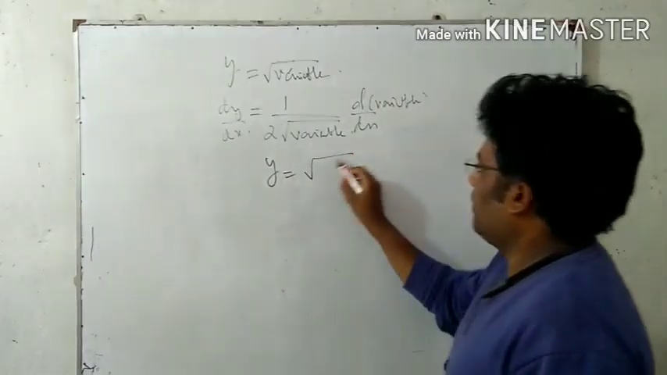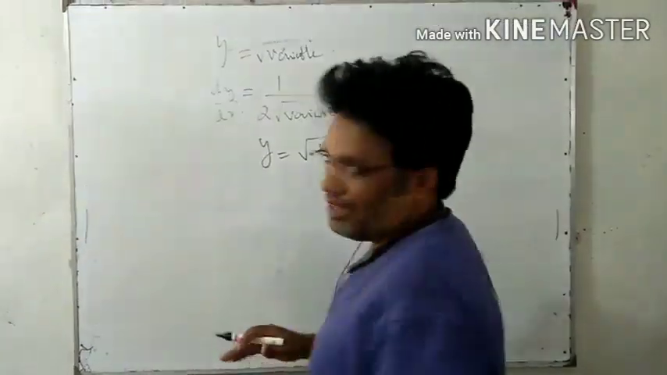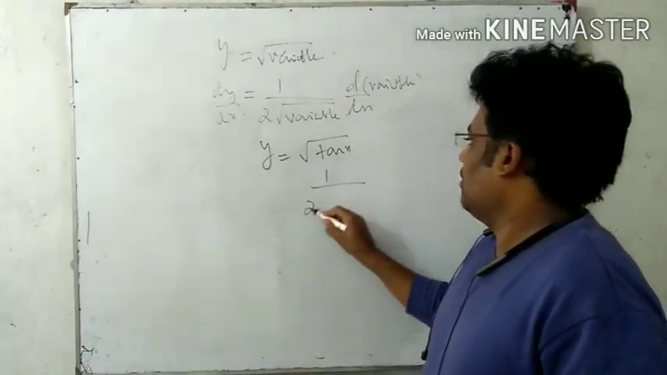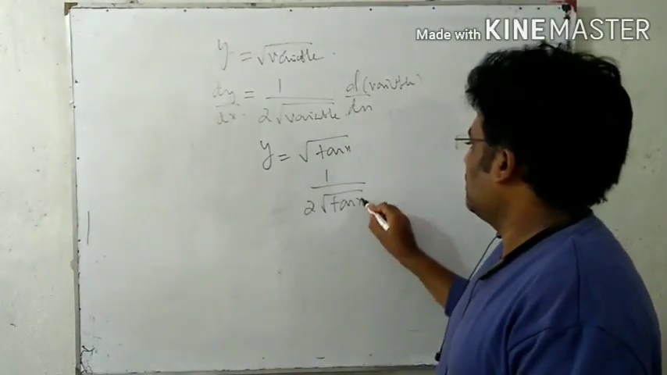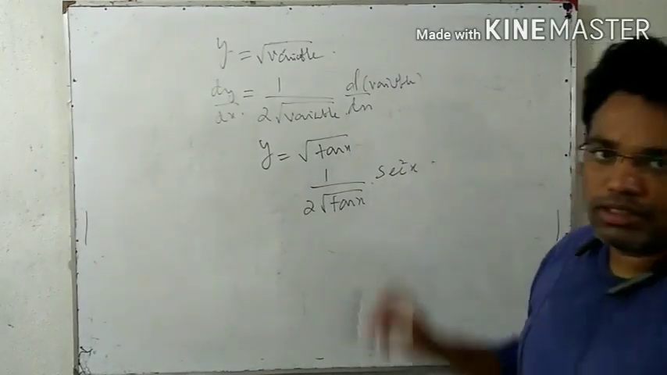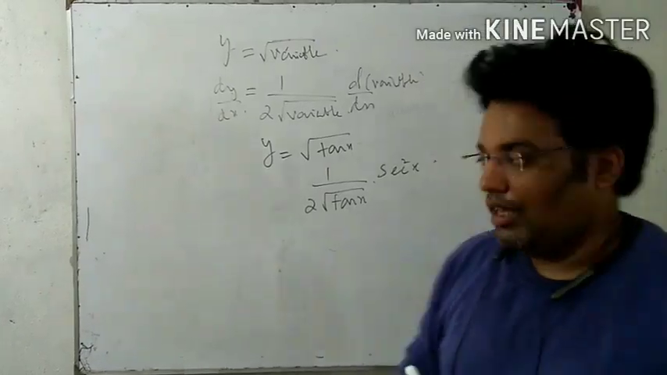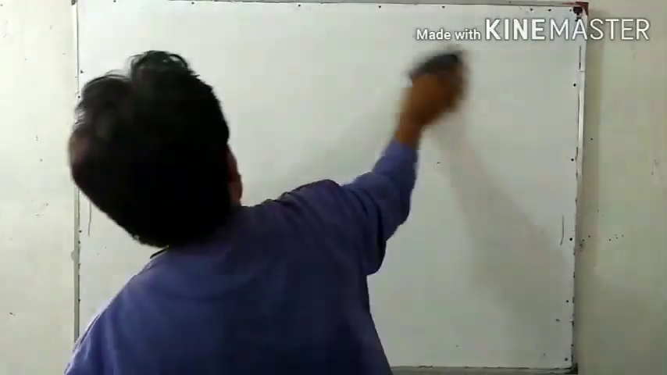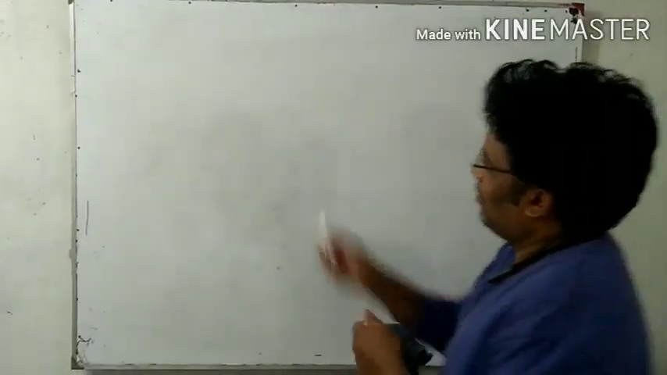For example, root of tan x. The same smell is there. Root of tan x is 1 by 2 root of tan x into differentiation of tan x, which is secant square x. Fine. Now I'll just go with one more. So have patience.